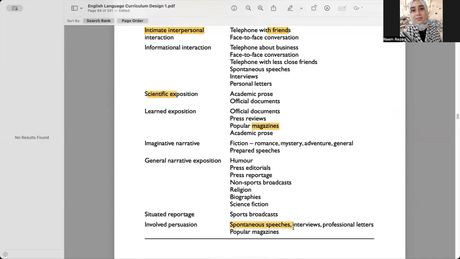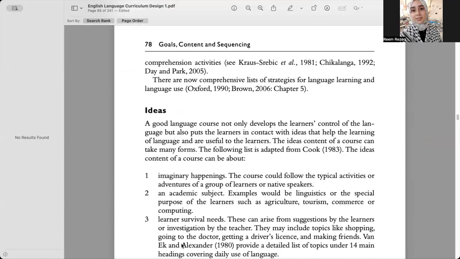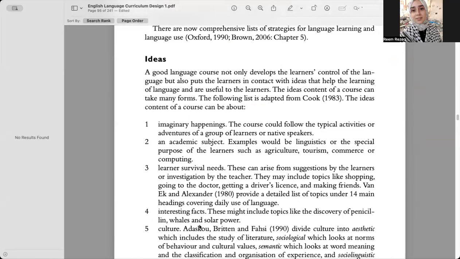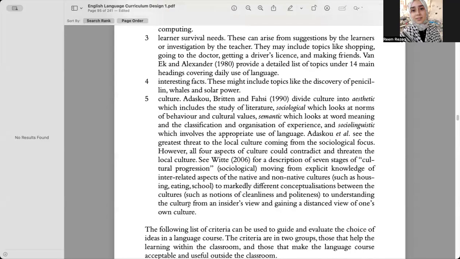All of these, like speeches, interviews, letters, we consider all of them persuasion. Of course, all of the political speeches are used now. For example, Netanyahu is trying to convince the world regarding the genocide in Gaza. So we have to be aware of this persuasion even when we are analyzing. Ideas also here: a good language course should not only develop learners' control of the language, but also put the learner into contact with ideas. This is very important, and it can be true or false.